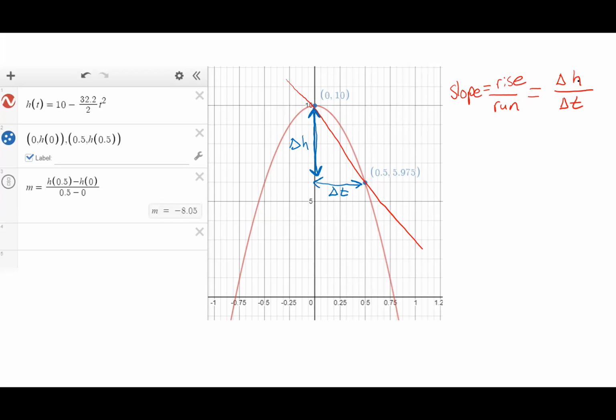And so if we have a change in height over a change in time, that's a displacement divided by a change in time. That's going to have units of velocity, which will be feet per second. And feet per second is a velocity.